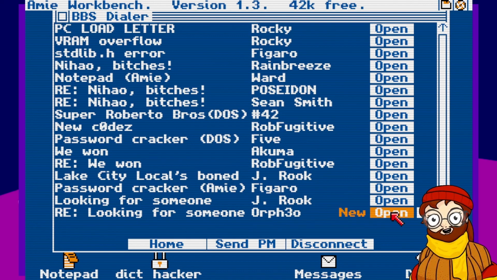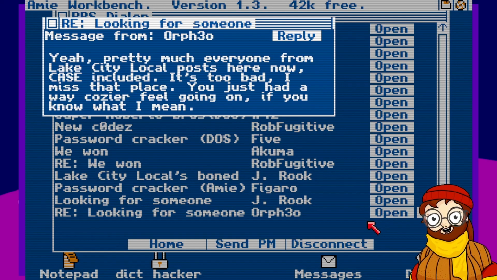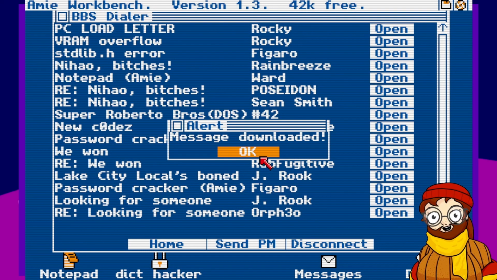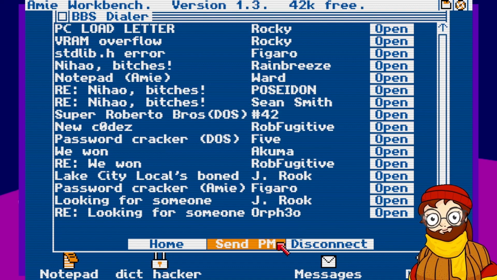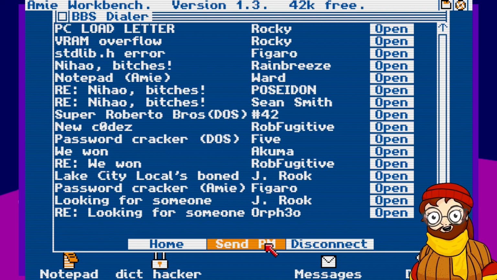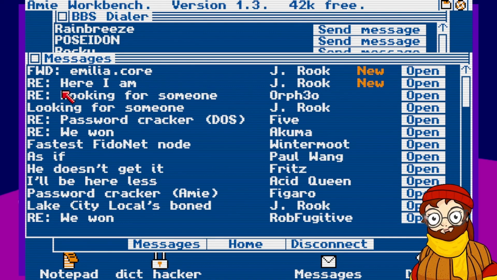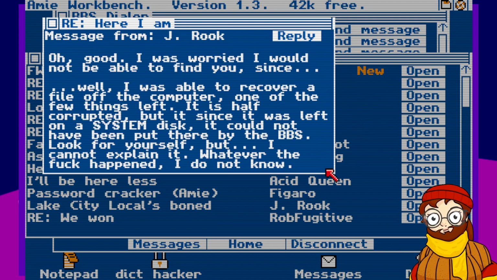Looking for someone. Orfeo. Yeah, pretty much everyone from Lake City Local posts here now. Case included. It's too bad. I miss that place. You just had a way cozier feel going on, if you know what I mean. Okay, well. Let's refresh and get some messages. There we go. Here I am. Oh, good.